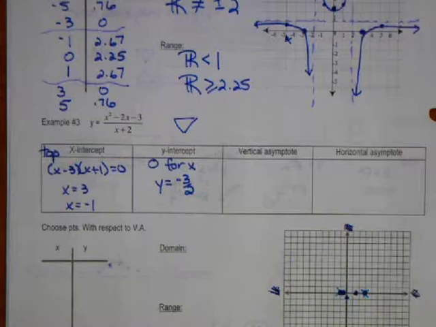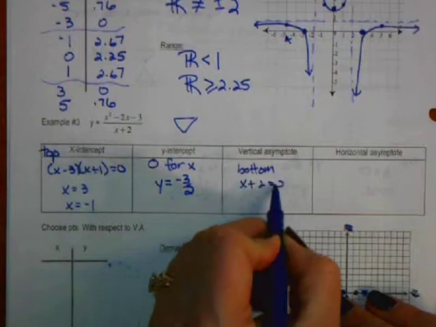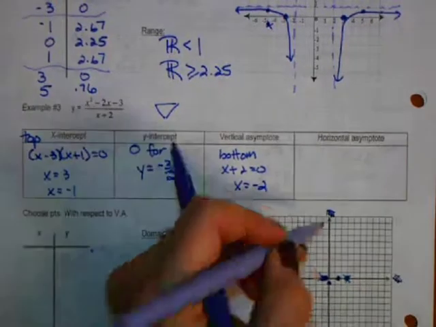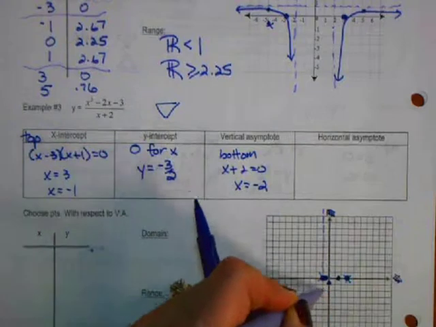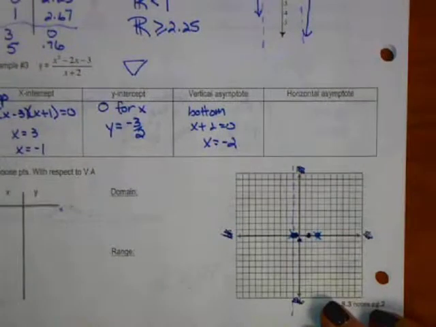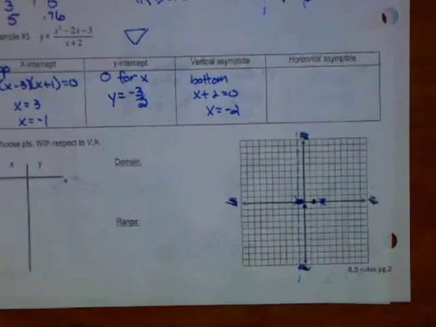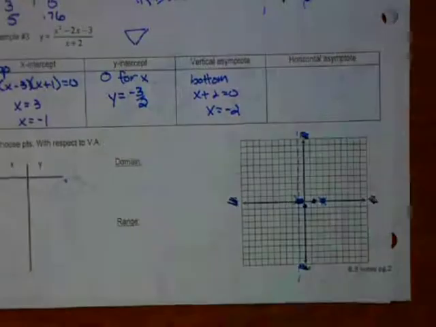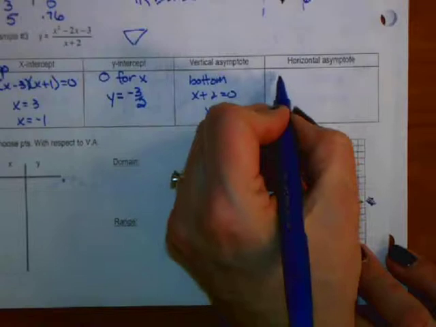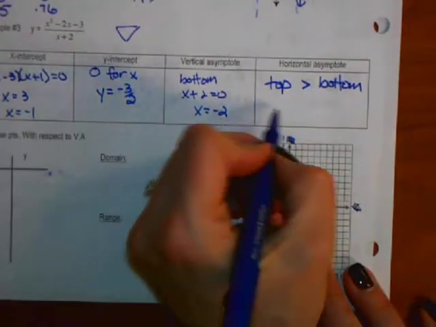All right, vertical asymptote. Again, we go by the bottom of the fraction. X plus 2 equals 0, so x equals -2. Vertical asymptote. So I'm going to sketch a line here at x equals -2. I'm going up by 2s for those of you that weren't with me. Okay. Now, do the horizontal asymptote. What's going to happen there? The top is greater than the bottom, and so that tells me that there's no horizontal asymptote.